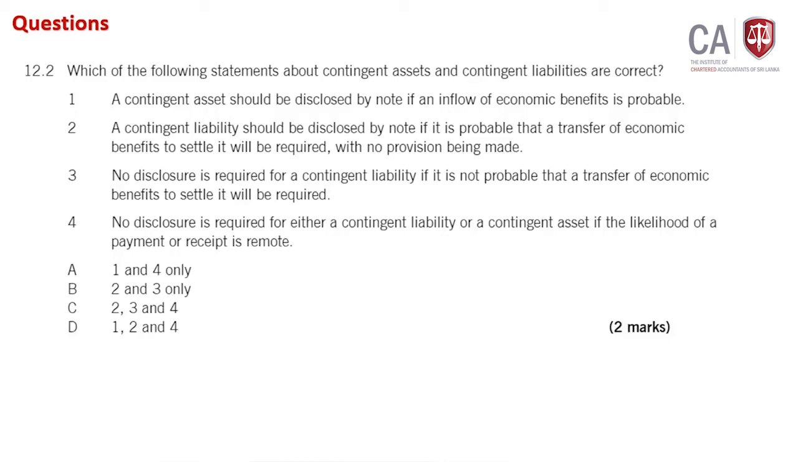Be careful with these answers. They are playing with the word called what? Probable. Right? No disclosure is required for a contingent liability if it is not probable. If it is not probable, definitely it is what? Possible. If so, for that present obligation, you have to make what? Disclosures. Statement 3 is wrong. Disclosures are required. Why? It is not probable. If it is probable, you have to make provisions. If it is not probable, disclose. Therefore, the no-disclosure requirement is wrong.